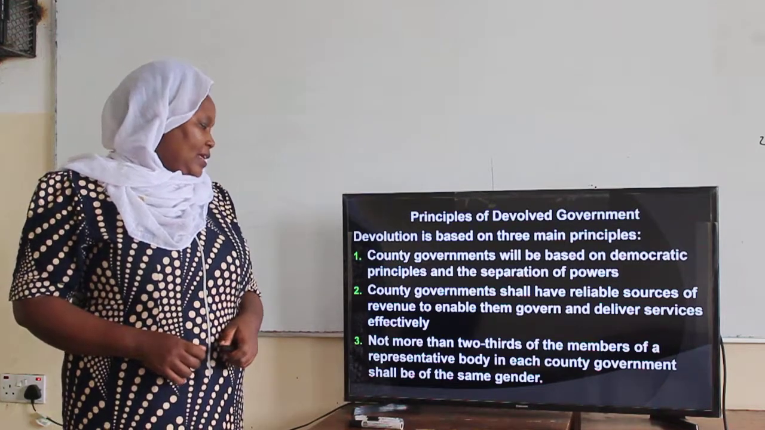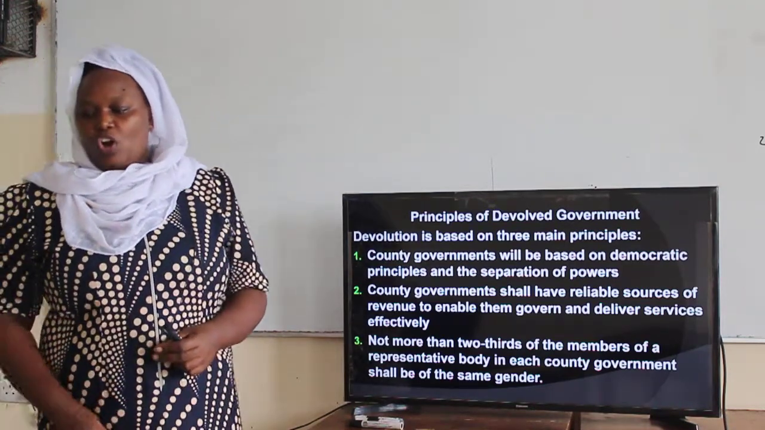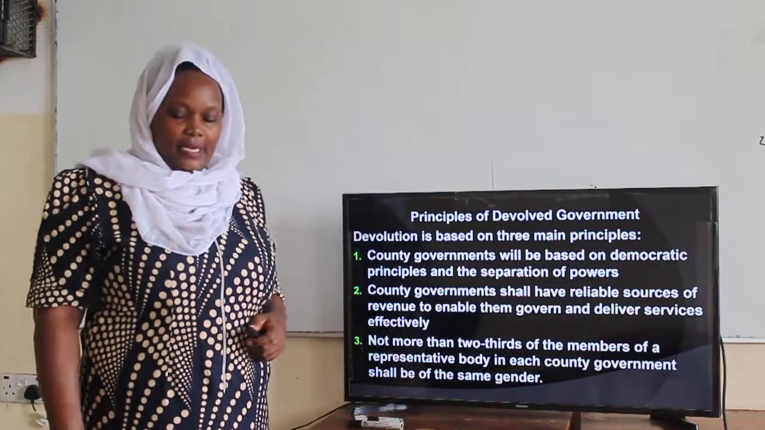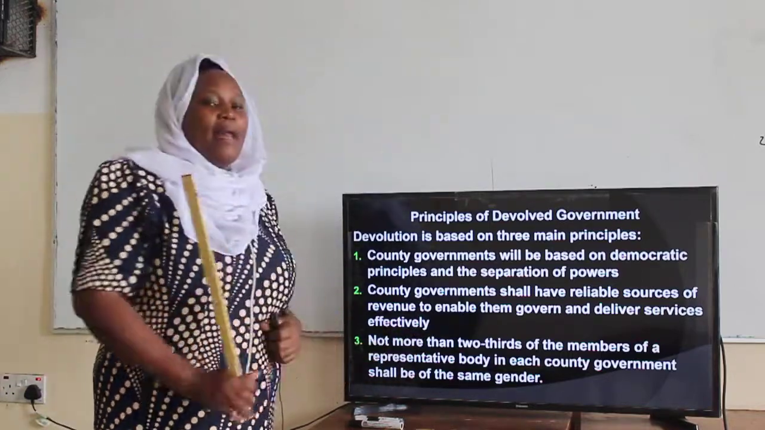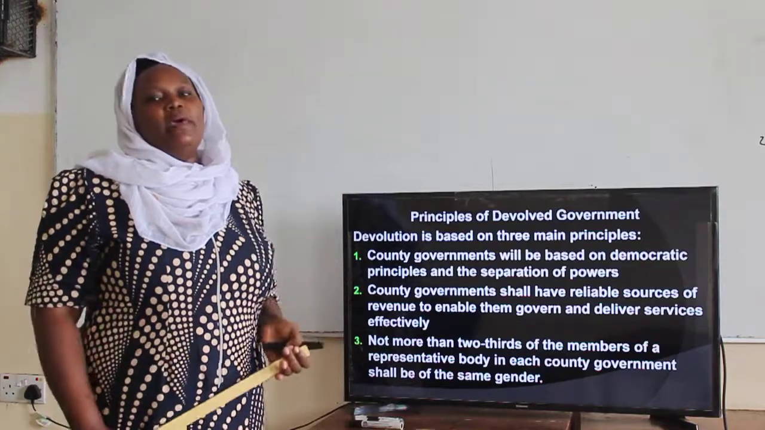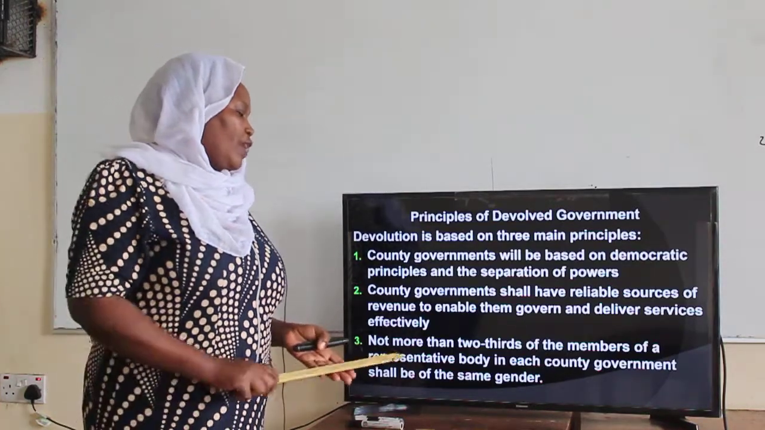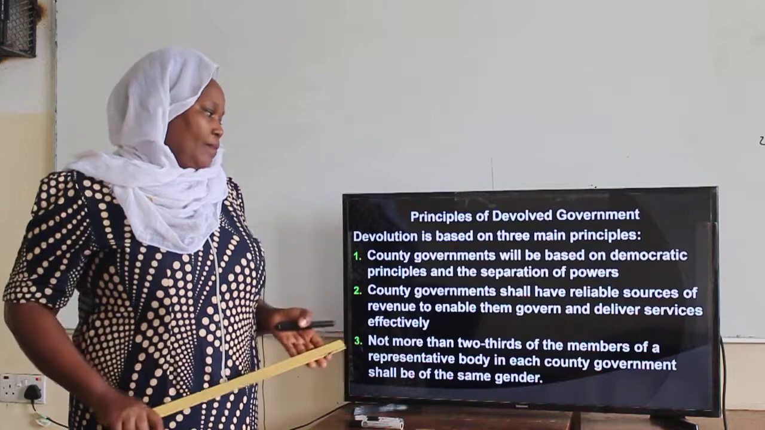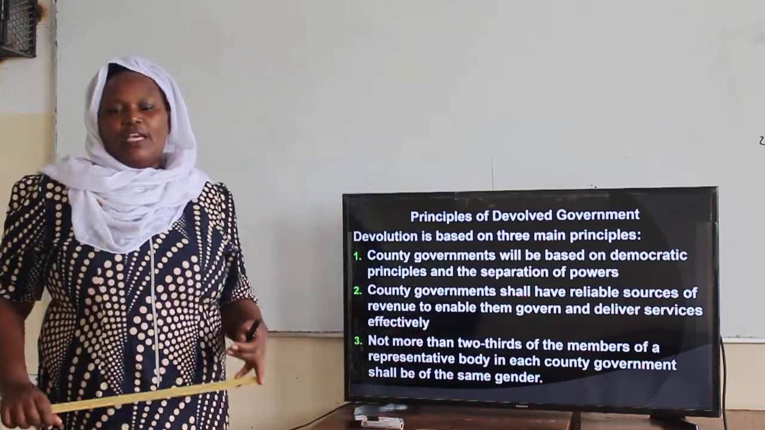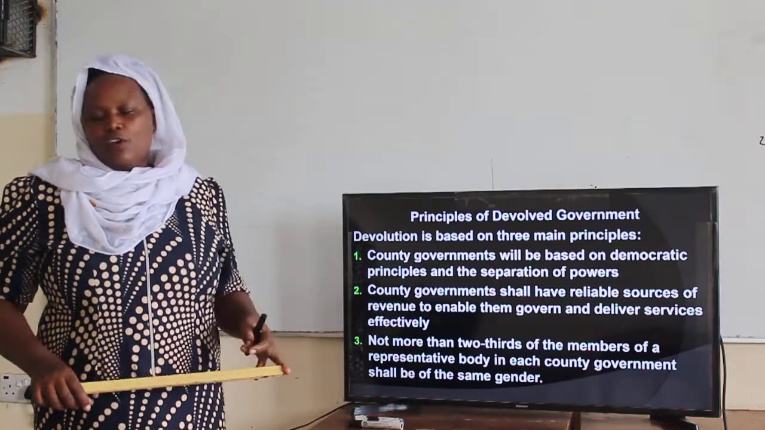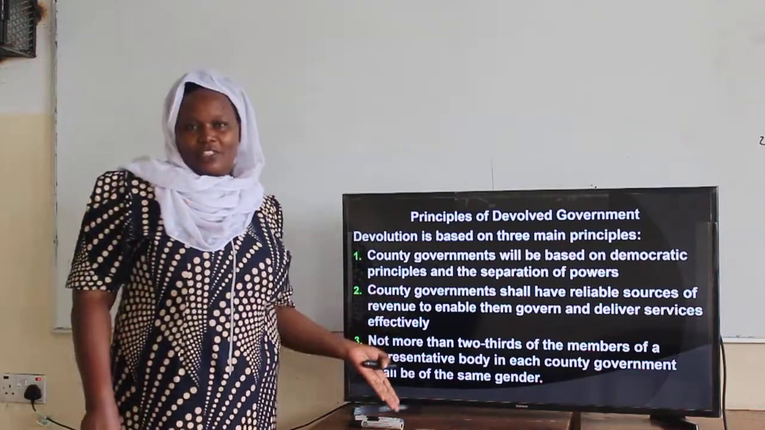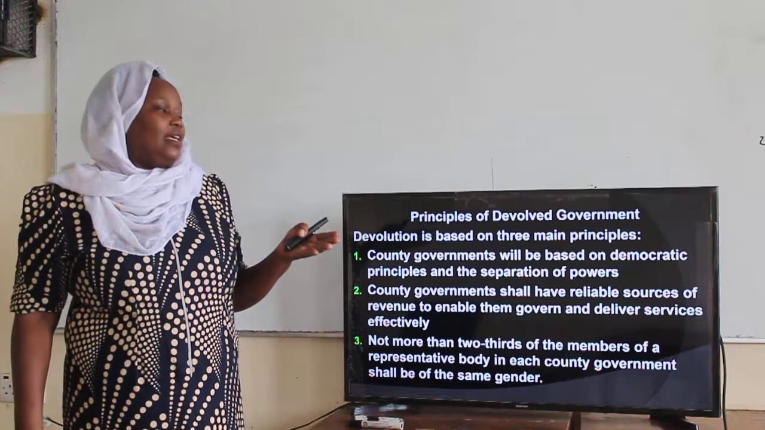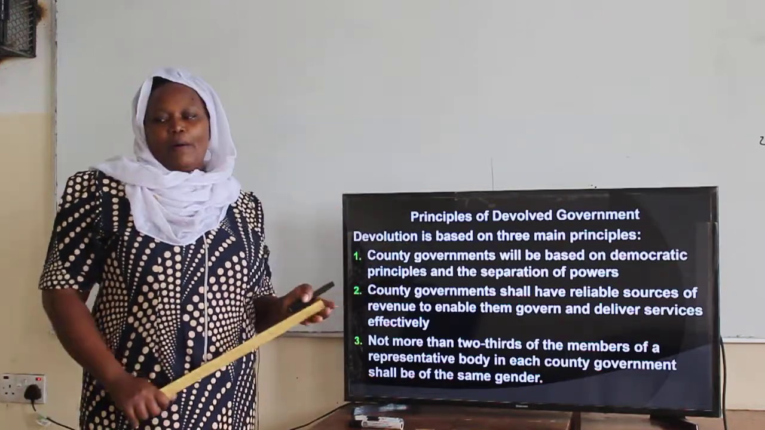And principle number three is that not more than two-thirds of the members of the representative body in each county government shall be of the same gender. That means if two-thirds are men, one-third must be women. Okay? And that's why you find when they are nominating MCAs, if the men are so many, they have to nominate so many women to cater for their deficit so that they can have at least a third who are women. So these are common questions in section A. In section C, that's number 23 and number 24 of paper 1.